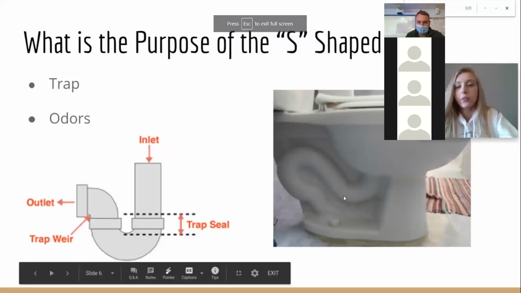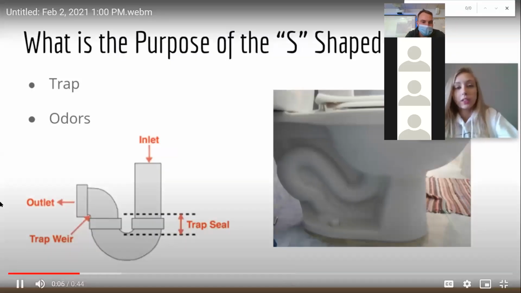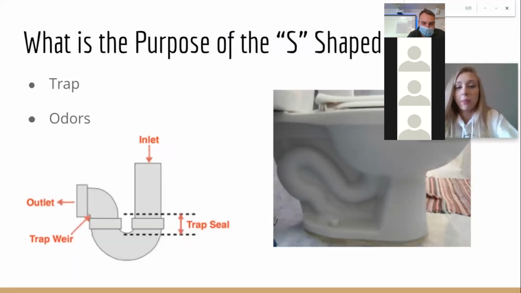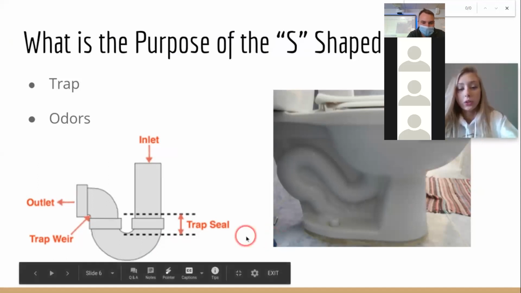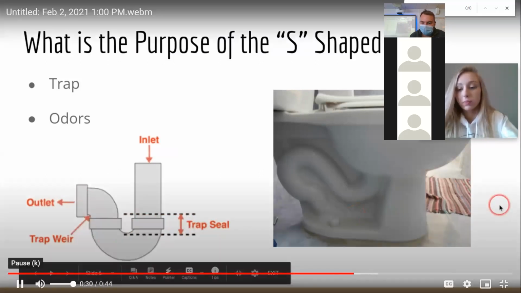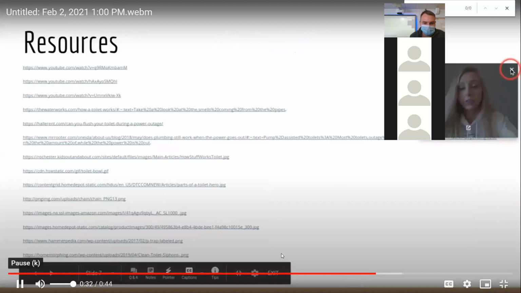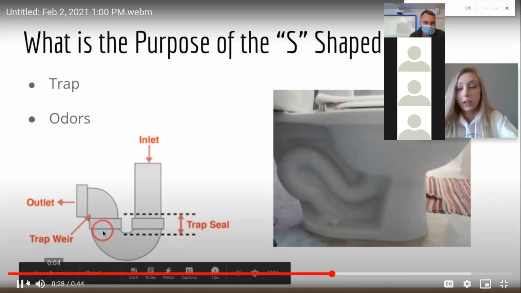The purpose of the S-shaped tube is that when the water is inside of the bowl, some of that enters the trap, and the trap maintains the water to keep the water at a stable level. This helps filter out the bad odors coming from the pipes. So as you can see, this is the trap seal, and this is where the water level stays stable in order for these bad smells to not come up through the pipes. And then I just have my resources. Thank you. Bad smells do not come up.